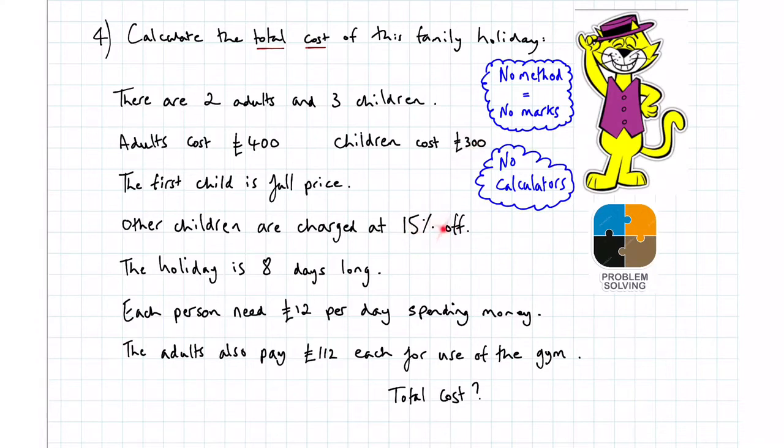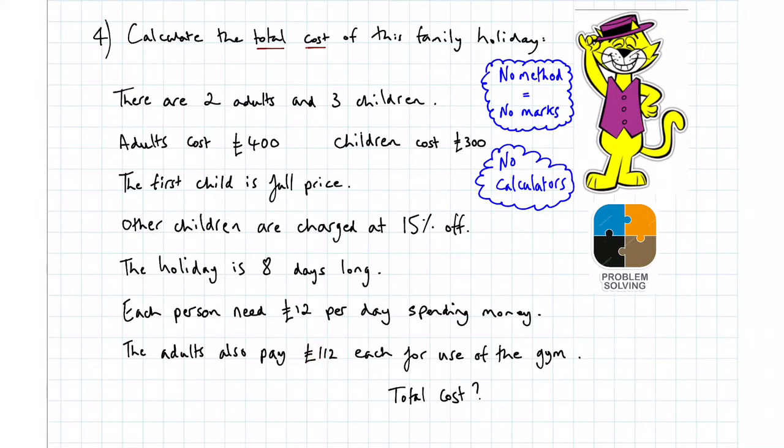with 15% off. Also, 8 days, £12 each per day, so there's going to be 8 times 12, which is £96 spending money, but it says each person needs that. So I'll have to do 96 times 5, because there's 5 people going, and then add on the money for the gym for the adults.